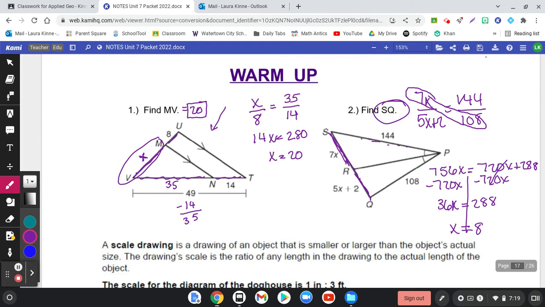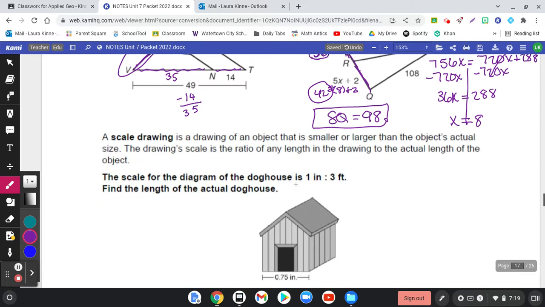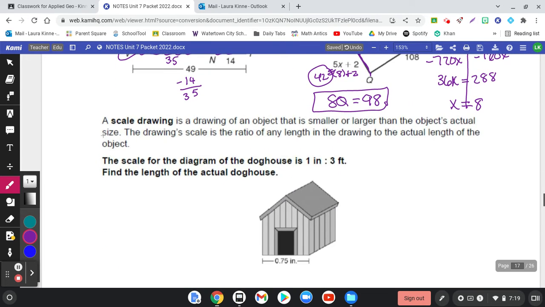We're now going to have to substitute in. So we have 56 here, right? 7 times 8. 5 times 8 is 40, plus 2 is 42. So if I want to find SQ, I'm going to have to add those together. We're going to get 98. Kind of a longer problem. Just be aware whether it's asking for x or to find a certain value.